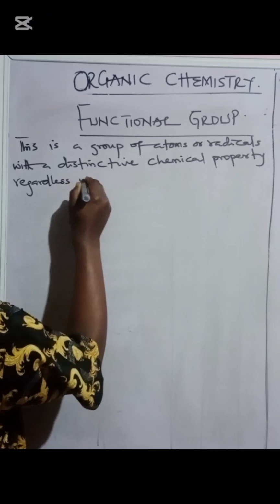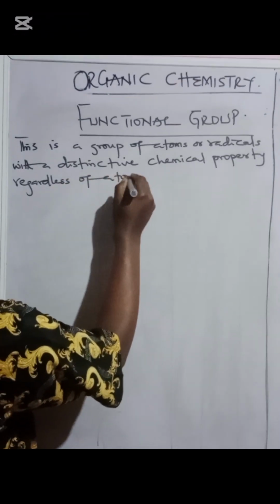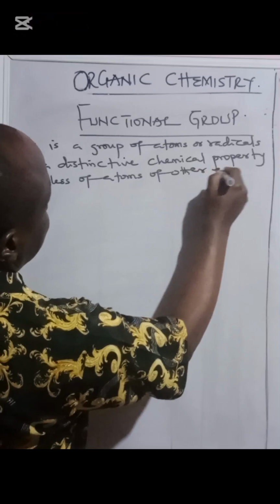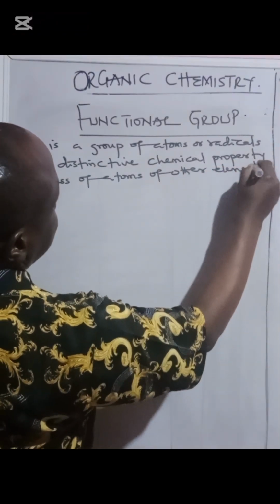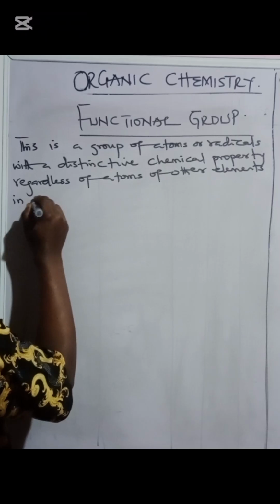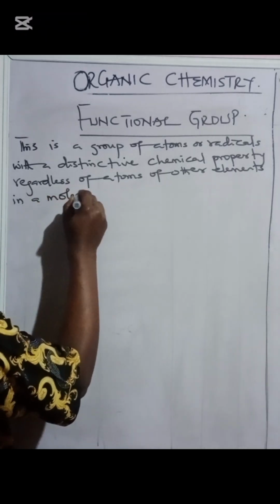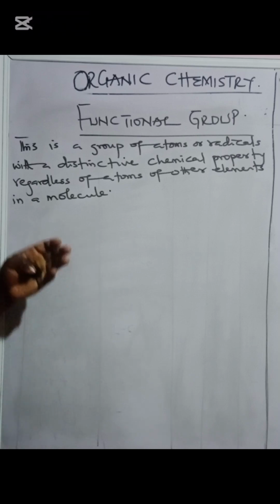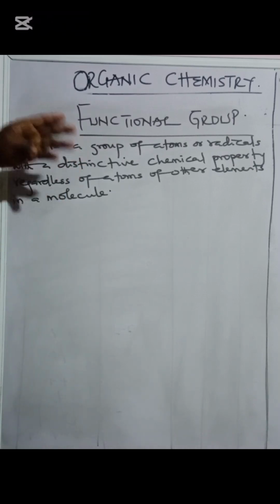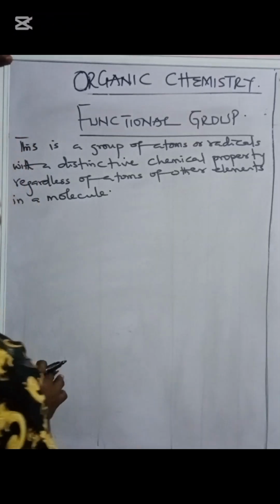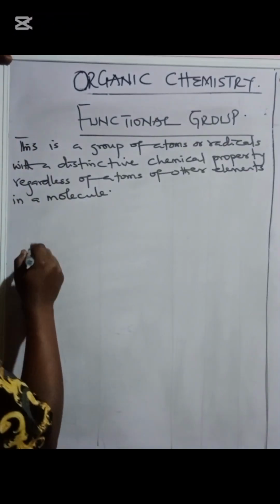Regardless of atoms of other elements in a molecule. A functional group is a group that determines the type of chemical reaction an organic compound will undergo. So that's the meaning of functional group. So let's see one by one.